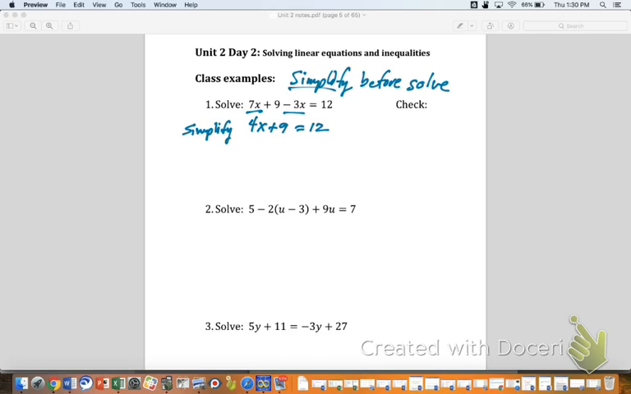Now, this should look a lot like yesterday. Would you guys please take just a second and try to finish this off, solving for x, and then work on checking. I wanted to show you that first step, but I think you can probably take it home from here.